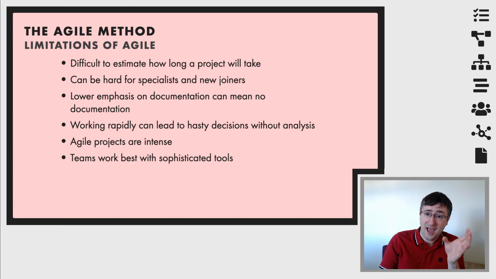Okay, it can be very difficult to estimate how long a project is going to take. Okay, it can be hard for new people to join in the team because your team is such a close-knit selection of individuals. And this lower emphasis on documentation, some people take that to mean there is no documentation. I remember doing projects in the past and thinking, well, I'm going to take an Agile approach, which means no documentation. It's not true. You still need to have some documentation along the way. Okay, people still need to be able to see what it is that you're doing.